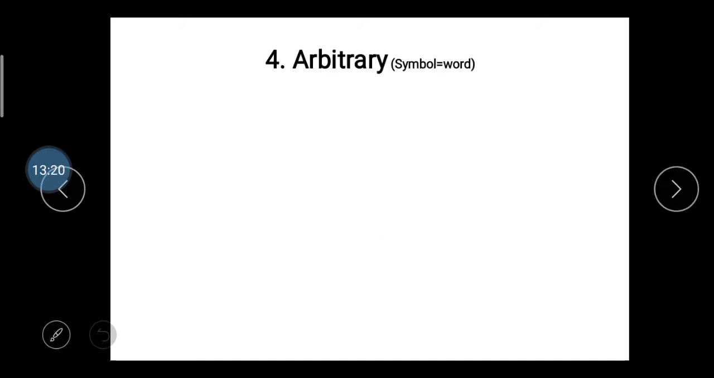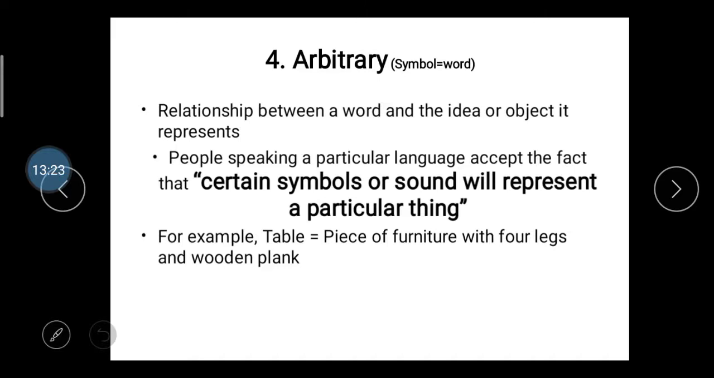Then arbitrary. The relationship between a word and an idea or object is arbitrary. People speaking a particular language accept the fact that certain symbols or sounds will represent particular things. For example, table means a piece of furniture with four legs and a wooden plank. So according to the ideas or objects, people can easily translate the symbol into words.